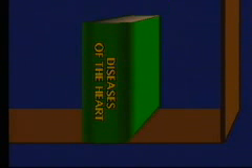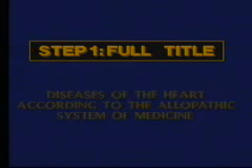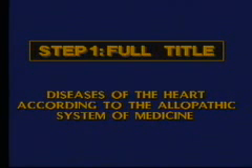Consider the title, Diseases of the Heart. Step 0 is raw title. It refers to the actual title of the document, which is Diseases of the Heart. Step 1 is full title. At this stage, the raw title is transformed into expressive title by filling up missing terms. So, the raw title is transformed into Diseases of the Heart according to allopathic system of medicine.